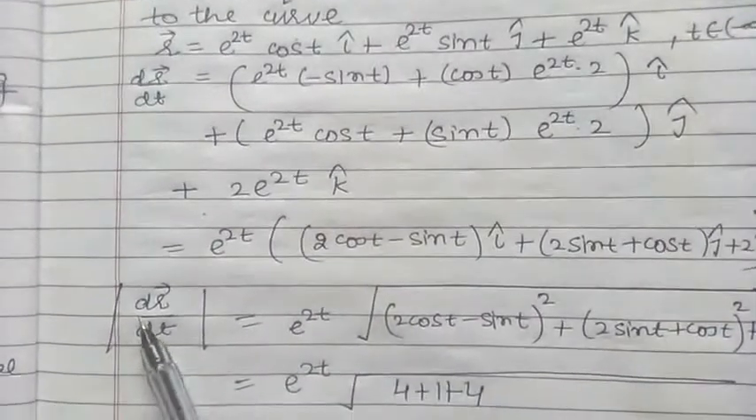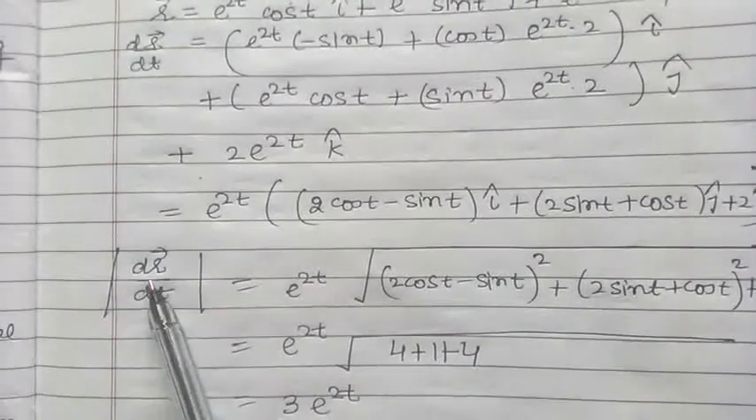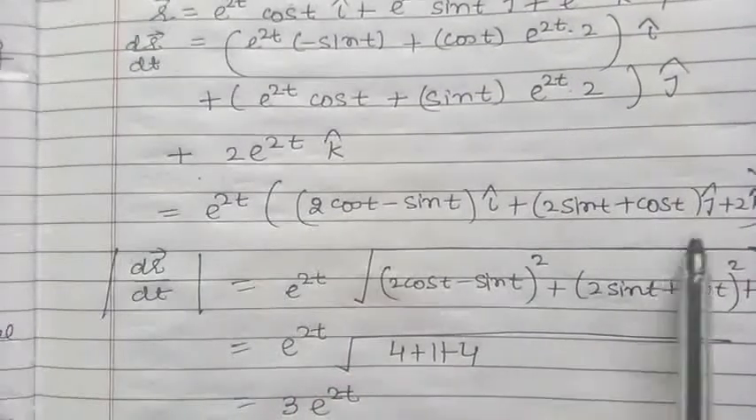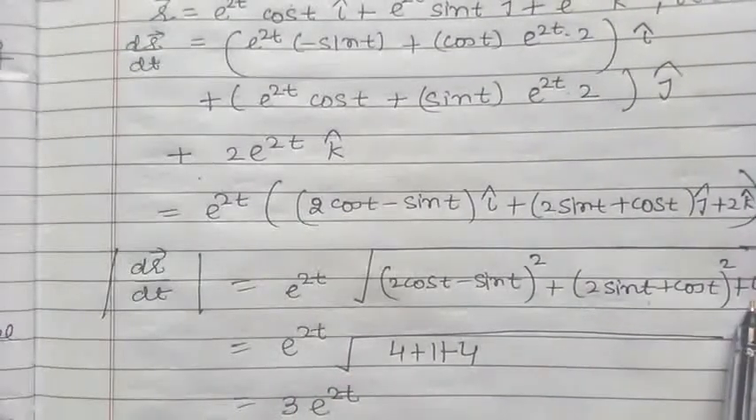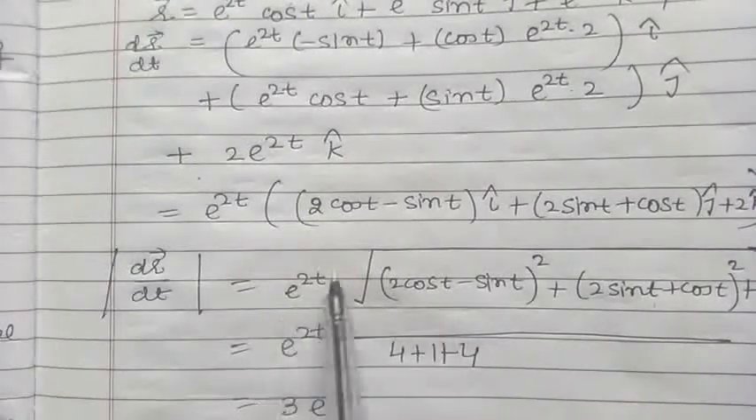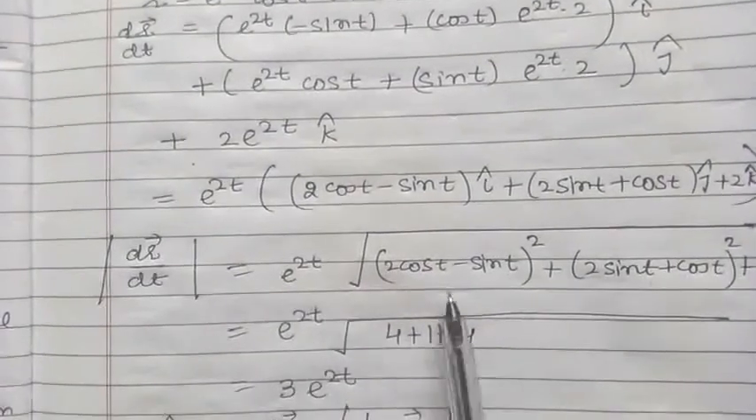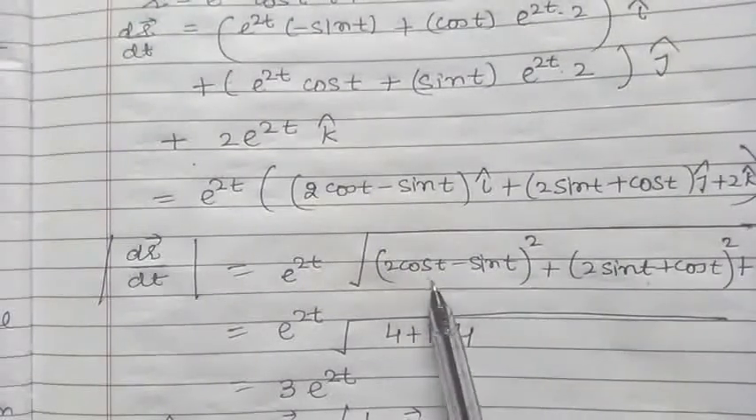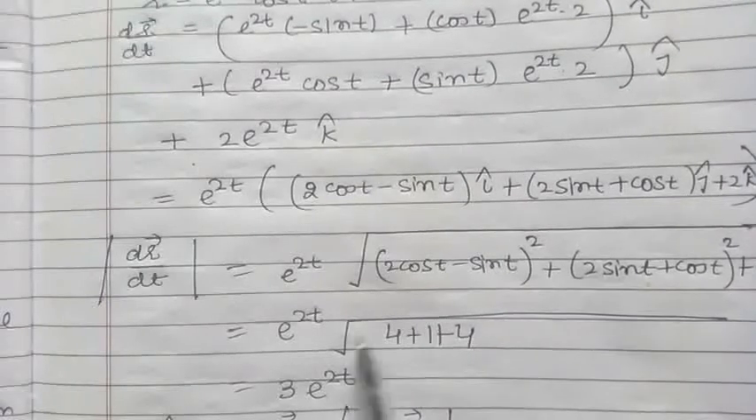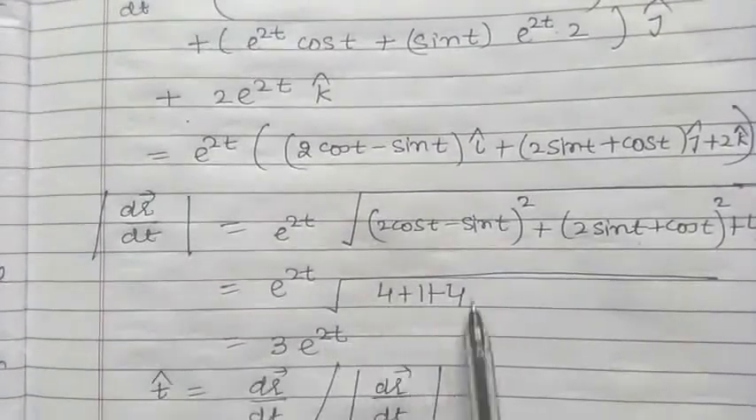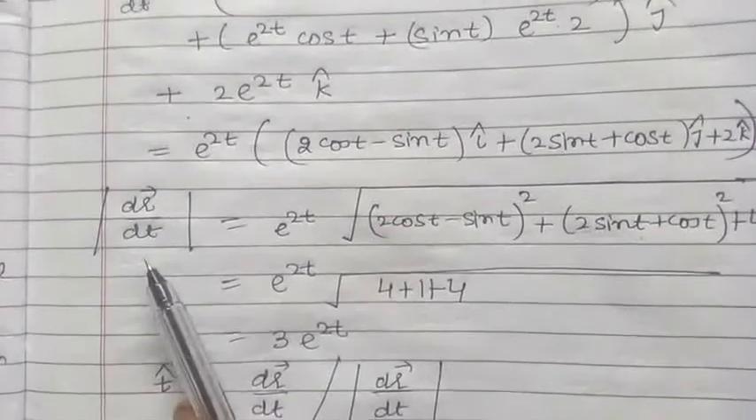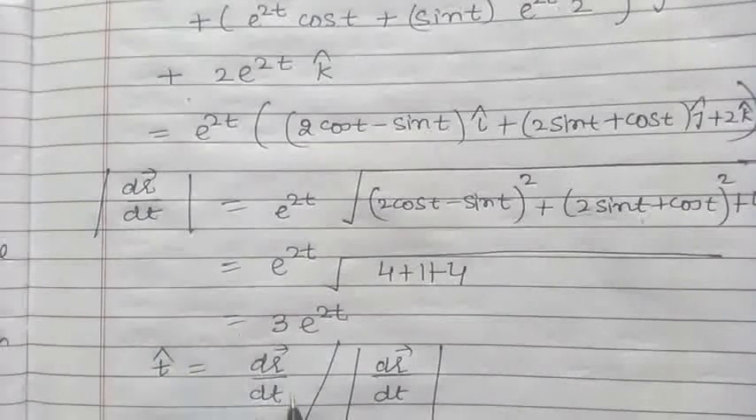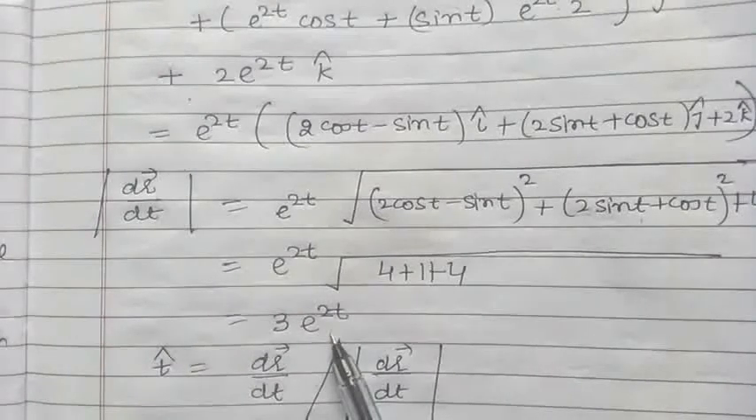Now let us find the magnitude of this vector. The magnitude is given by the square root of the coefficient of i whole square plus the coefficient of j whole square plus the coefficient of k whole square. We take out e raised to the power 2t as common, and inside, expanding the whole squares and using the identity cos square t plus sin square t is equal to 1, we get the square root of 9, which is 3. So the magnitude of the tangent vector dr by dt is 3 into e raised to the power 2t.